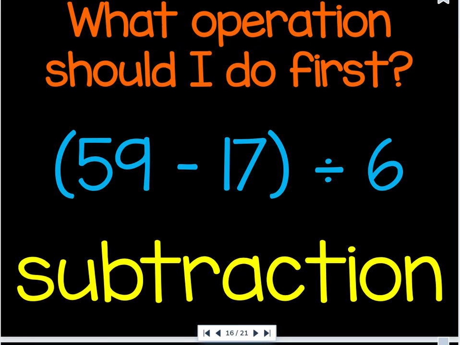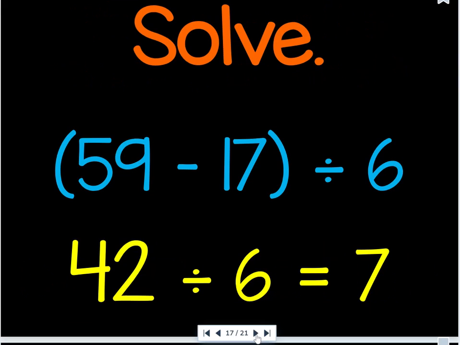What operation should I do first? So when I look at this problem, I see 59 minus 17 in parentheses divided by 6. Well, I know that I do whatever operation comes in parentheses first. So subtraction is the operation I would do first. And then I have to solve. 59 minus 17 is 42. 42 divided by 6 equals 7.